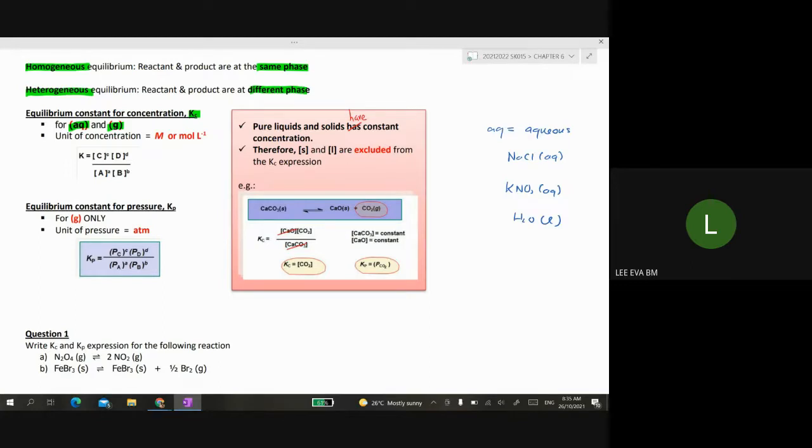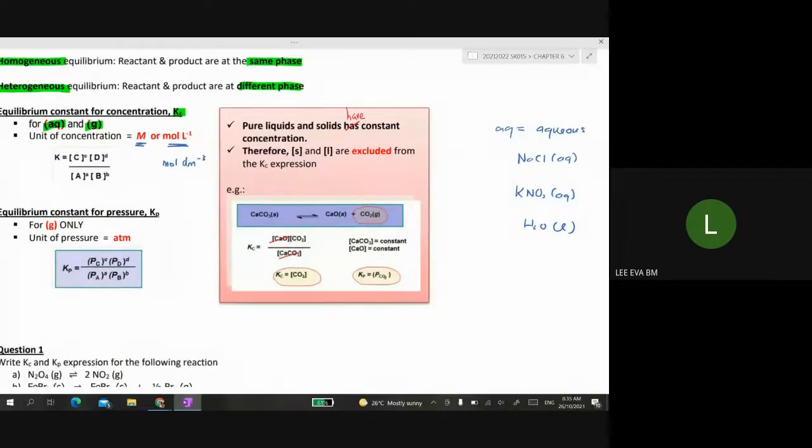So again, when you talk about concentrations, you're going to use the unit of molar or mole per liter. Or sometimes you're going to see mole per dm cubed. So this is the unit for concentrations that you have used before. Okay, so the example just now, Madam has already shown you using the ammonia. But I want you to look at this red box. There is some correction.